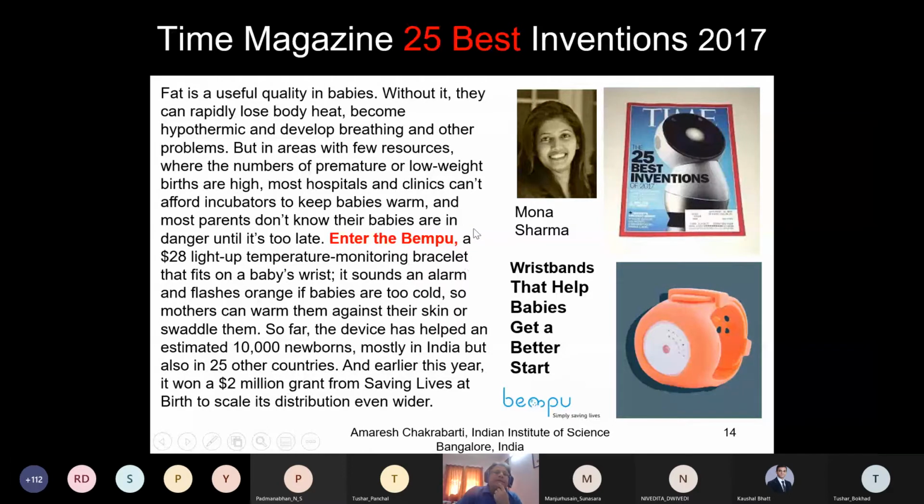And so what Mona's group had done was that they came up with a temperature monitoring device with an alert to the caregiver, a very simple innovation, but a very important one that led to, in 2017, saving the lives of 10,000 newborns in 25 countries, which is why Time magazine, which publishes 25 best inventions every year, picked them up as one of the 25 best inventions of the world, not just India, in that year.